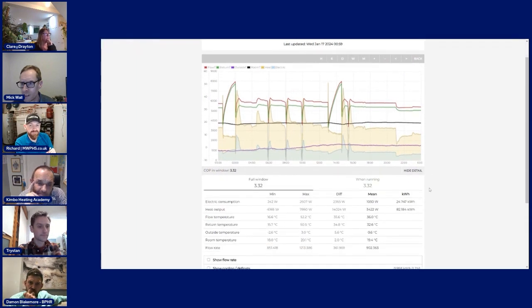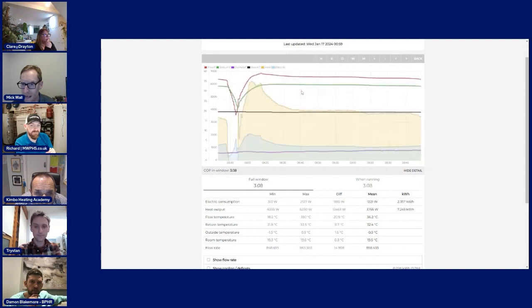So this is yesterday. If we hover over any point on the graph, we can see that yesterday at 9 o'clock in the morning, my flow temp was 36.7, my return was 33, and room temperature was 19.5. Outside temp was 0. In that period there, I can highlight it and zoom in. It tells me that in that hour and 50 minutes, when it was -3 outside, I got a COP of 3.08.